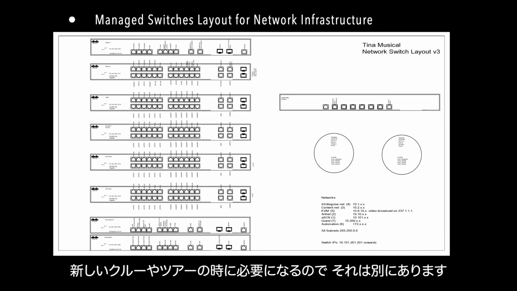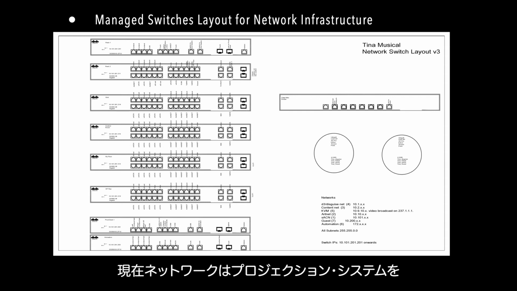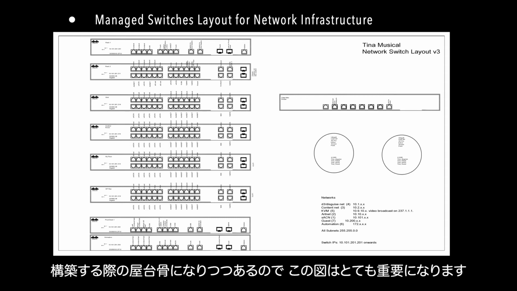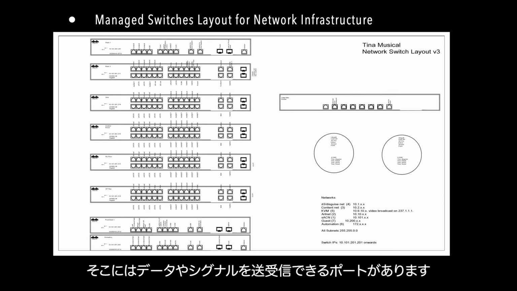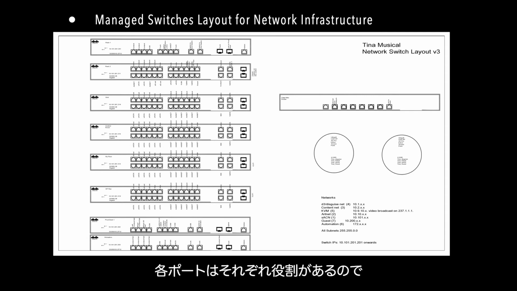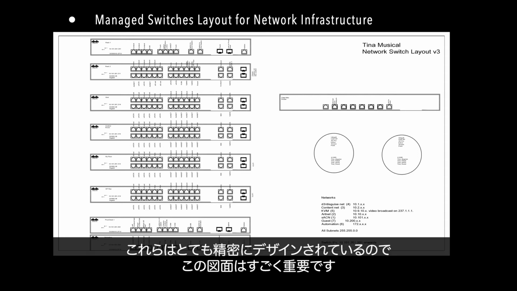So this slide is showing some of the network infrastructure, and as I mentioned, the networks are now becoming the backbone of many projection systems, and so this distribution has become very important. The base distribution itself is usually on a fiber network, and then these various managed switches are located all over the theater, supplying data ports but also supplying signal ports. And so each of the ports on these switches is for a specific function, and so you can't just go around plugging anything in anywhere. It's all very specifically configured. So maps of those switches obviously becomes very important as well.